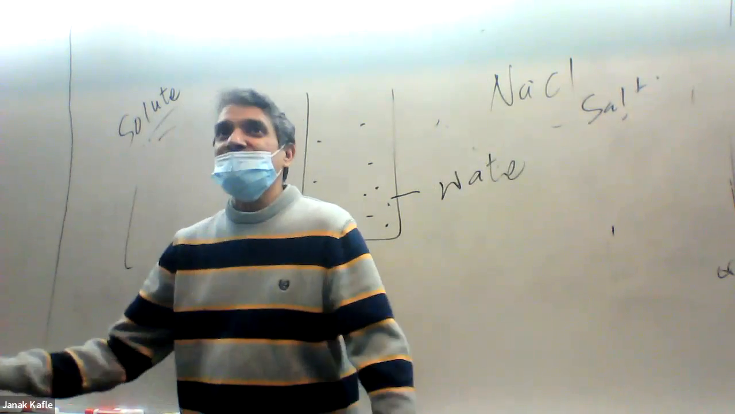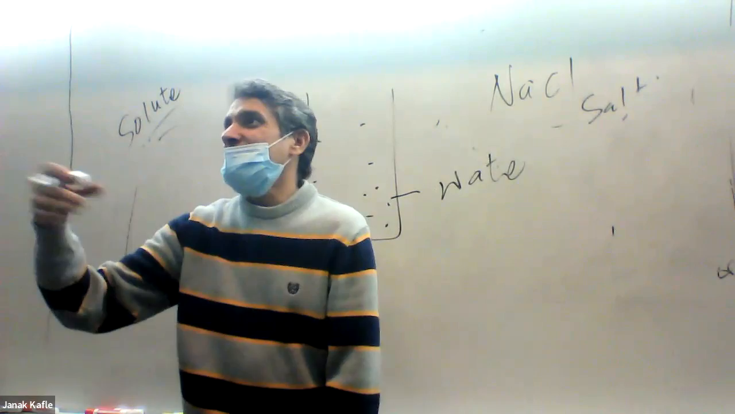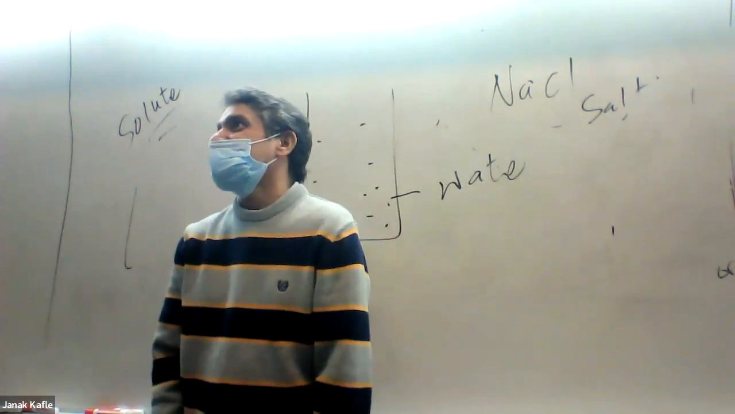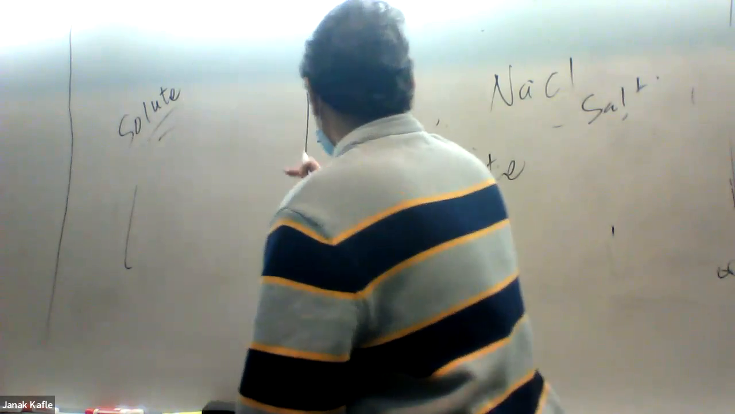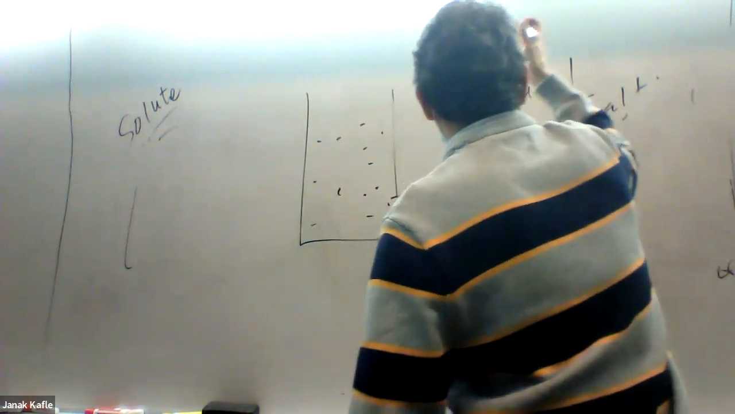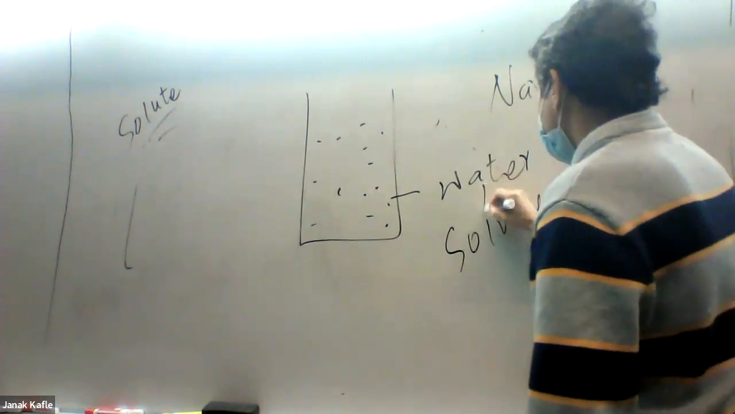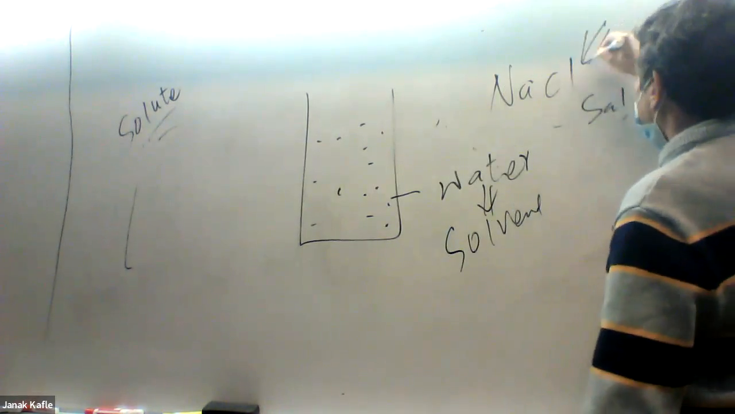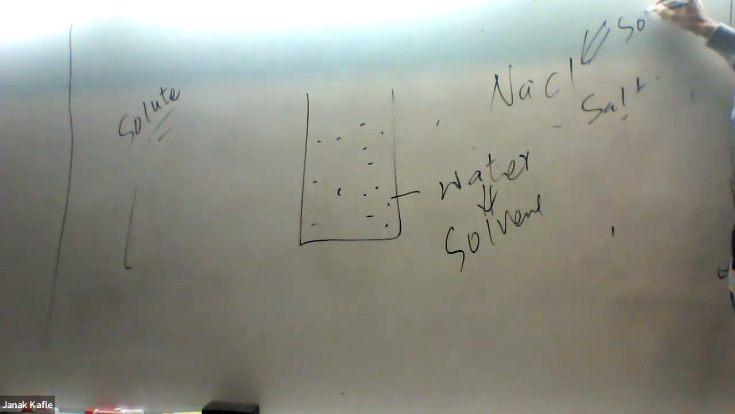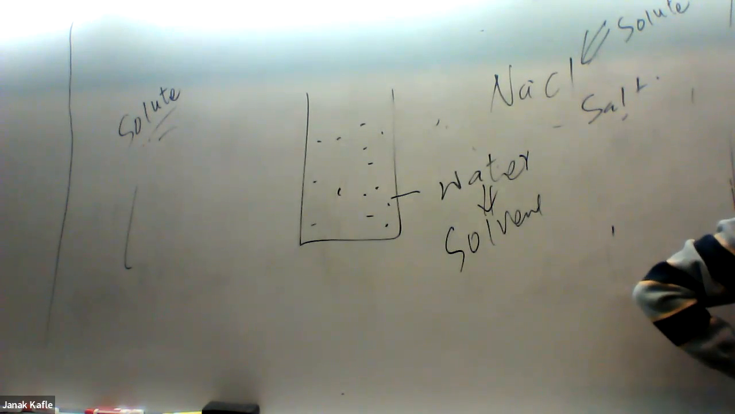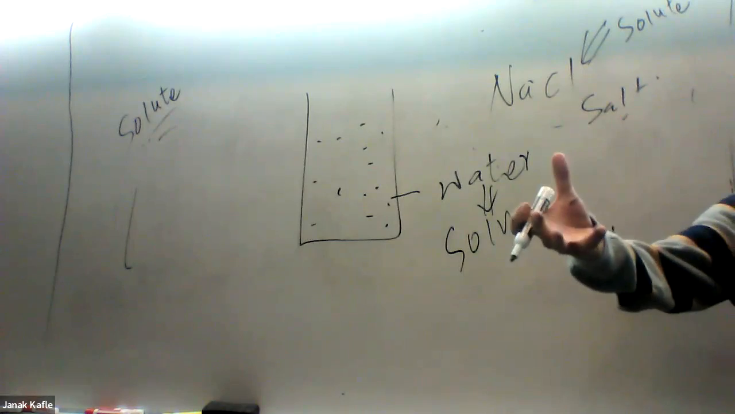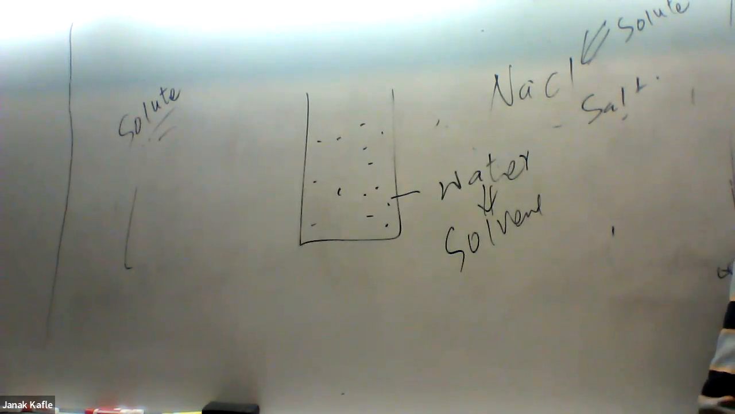What's the definition of solute? Something you put in water and stir with a spoon, and that substance dissolves. That is called a solute. And what is dissolving this sodium chloride? Water is dissolving it. That water is called the solvent. So water is the solvent, and the salt or anything that is being dissolved in water is the solute. That's the definition. Everyone got that?